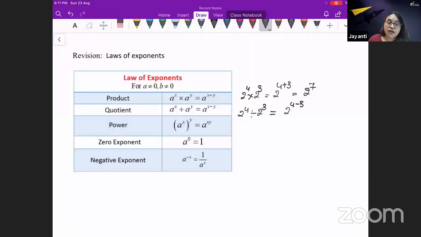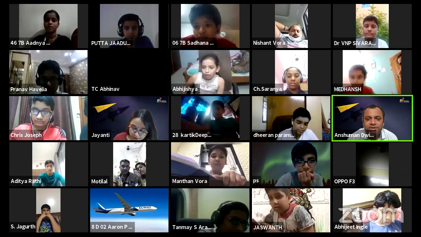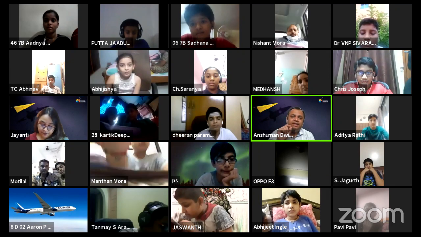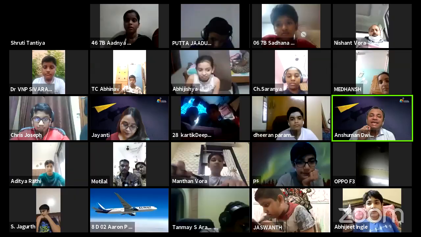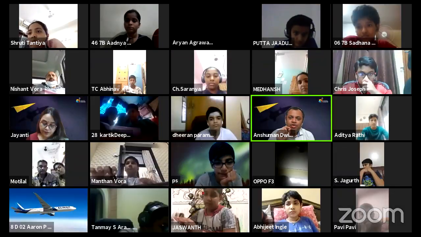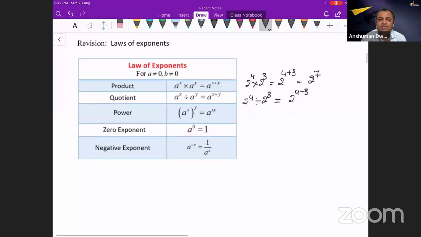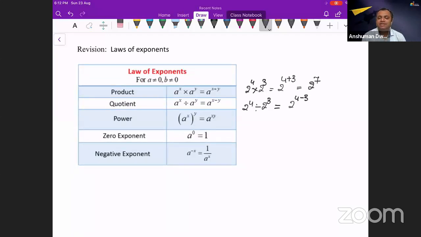The next is called the power law, and that's a very important law. Sorry, ma'am, your screen is not visible right now. I'll again share. Children, understand, the point here is the bases need to be same. Hope you remember there is a base and then there is an exponent. Is my screen visible now? Not really, ma'am. It's coming up. It's a little slow. Yes, ma'am, it's visible.